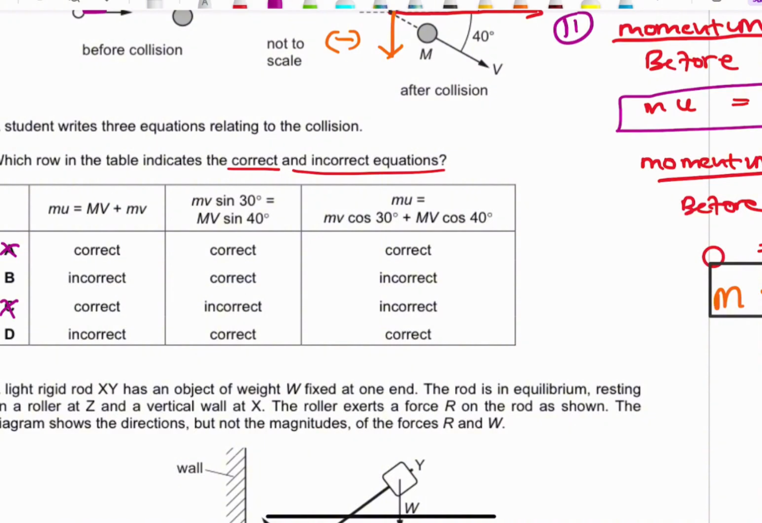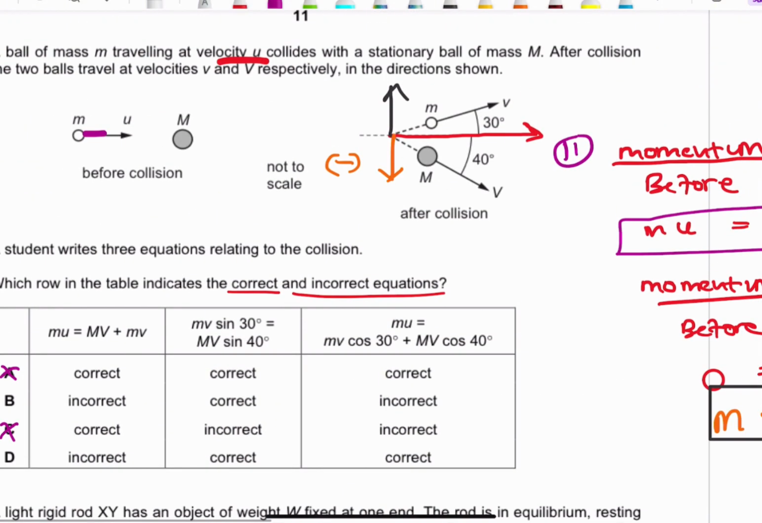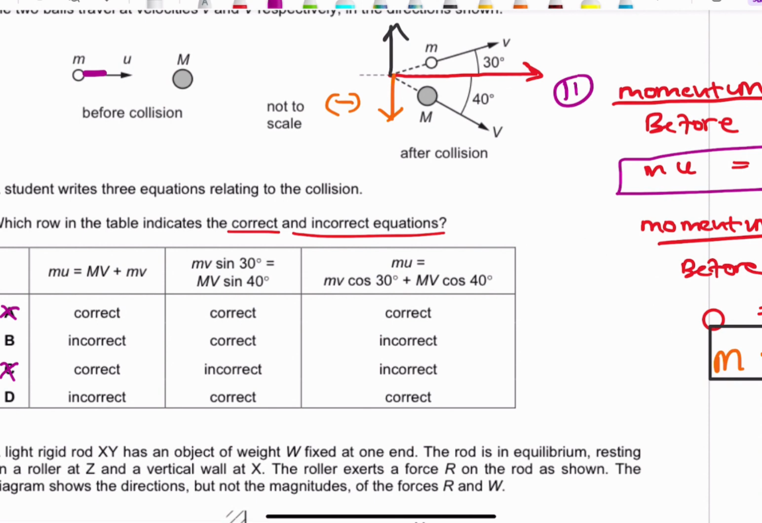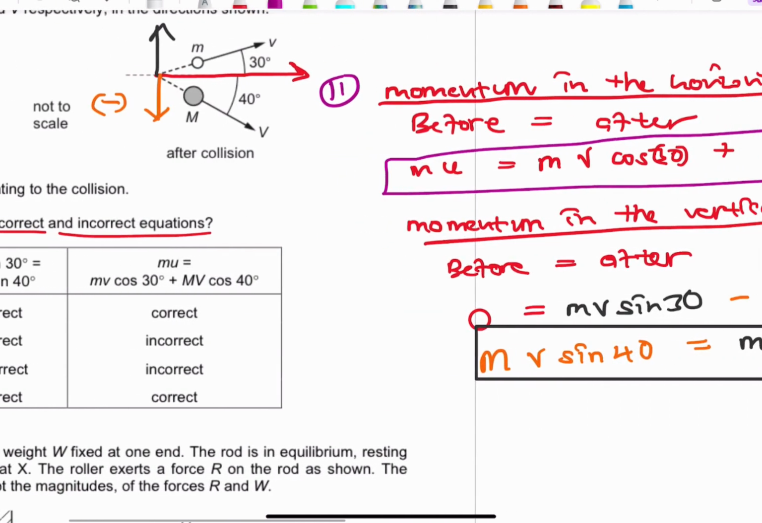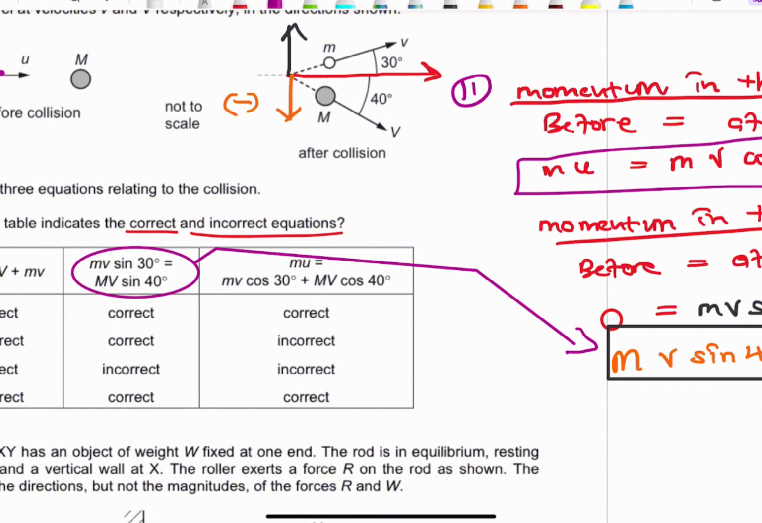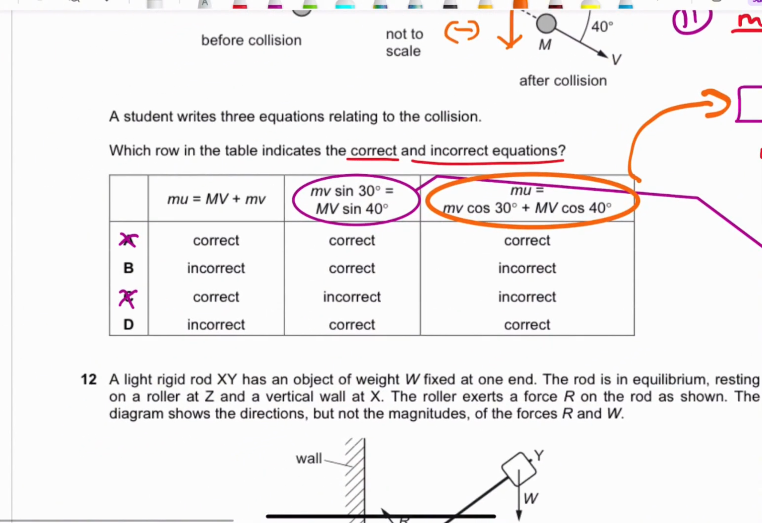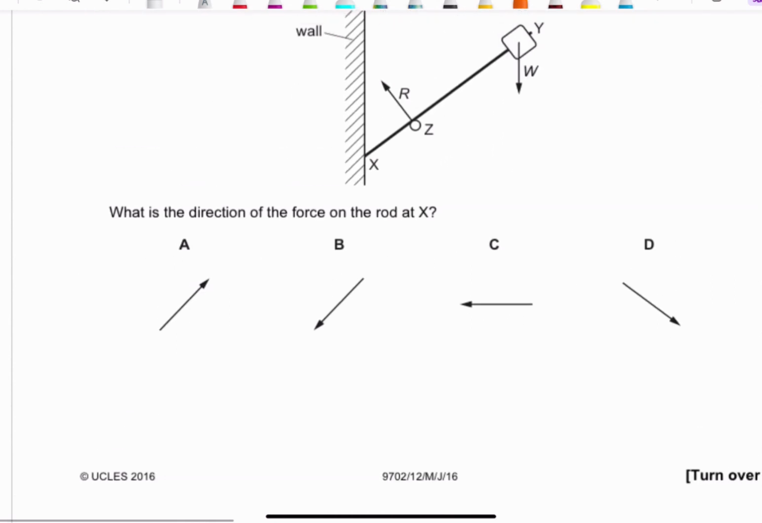And here, mv sine theta, mv sine 30 is equal to mv sine 30. That's correct, because it's basically this equation. Mu is equal to mv cos 30 plus mv cos 40. That's pretty correct, because this equation is basically that equation. So the answer has to be D. Very important.